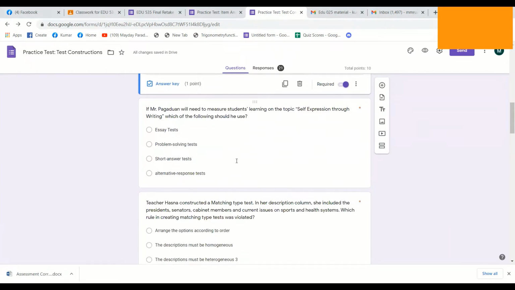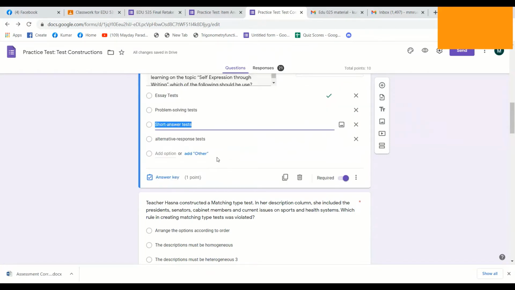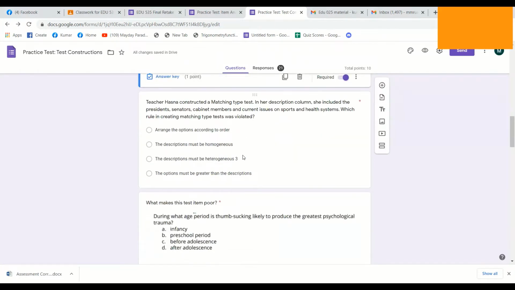Next one, if Mr. Pagaduan will continue to measure students' learning on the topic of self-expression through writing, which of the following should he use? So, which of the following would allow your students to write? And definitely that is essay test, right? So that is essay test. Next one.